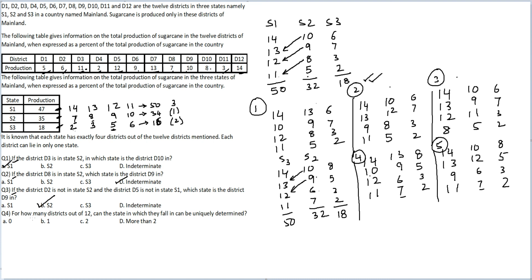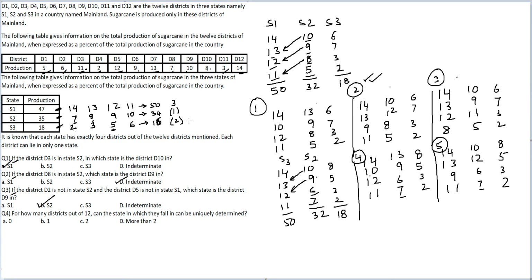Now question number 4. For how many districts out of 12 can the state in which they fall be uniquely determined? Okay, so whatever numbers stay there guaranteed, we will not talk of them. If you notice, 10, 9, 8 are shifting their places. So are 5, 6, 7, 13, 12, and 11.